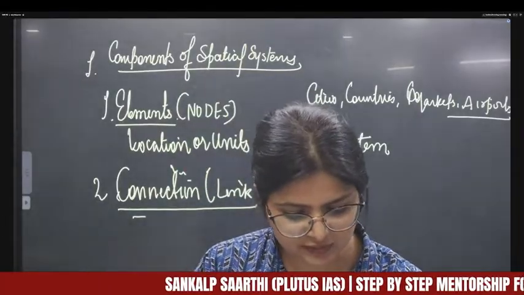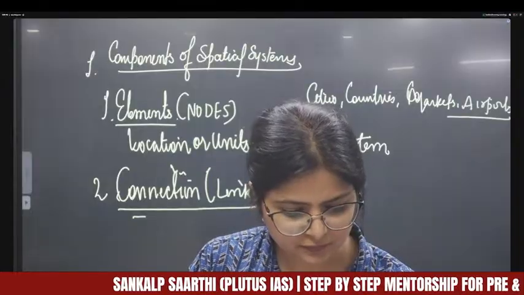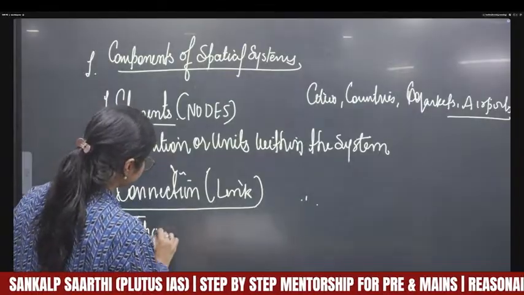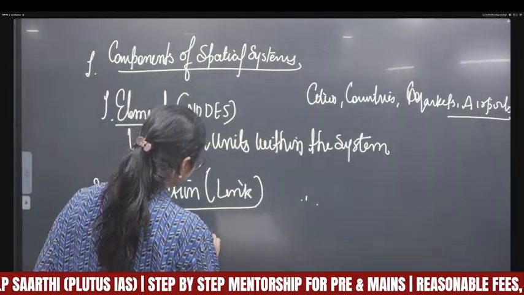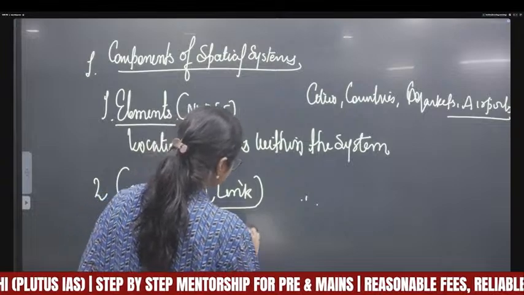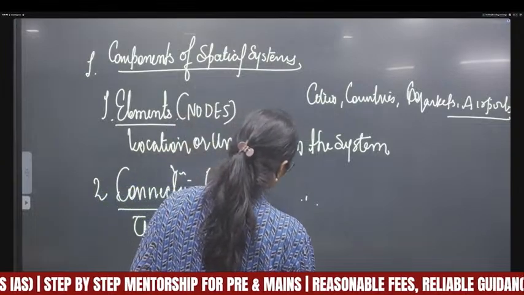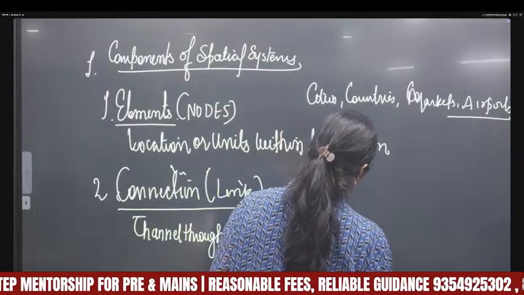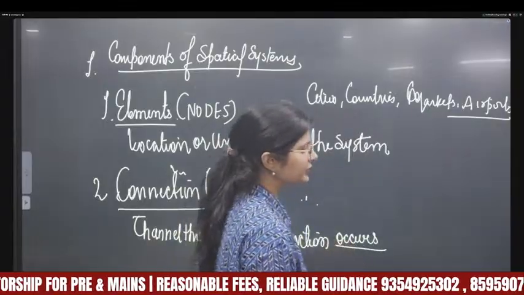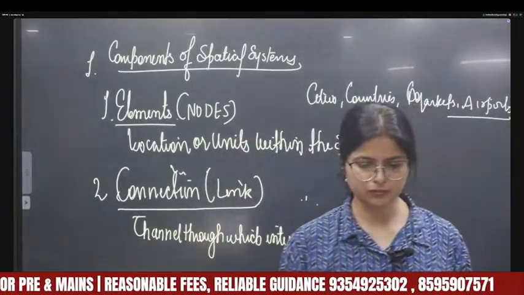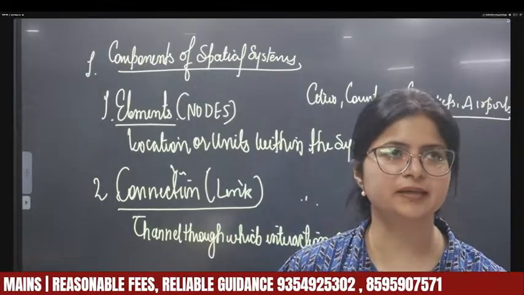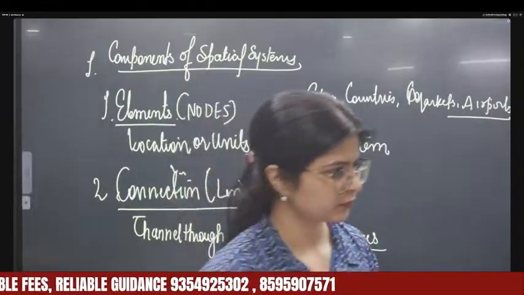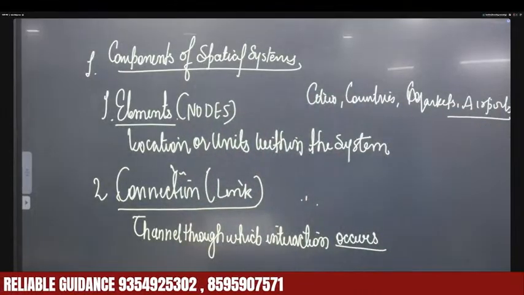So write down the connection: links, channel through which the interaction occurs. चैनल थ्रू विच इंटरेक्शन. कौन से चैनल के थ्रू इंटरेक्शन हुआ है? क्या चैनल था? क्या मोड था? एग्जाम्पल में लिखेंगे रोड्स, कॉमा रेलवेज, कॉमा रूट्स.